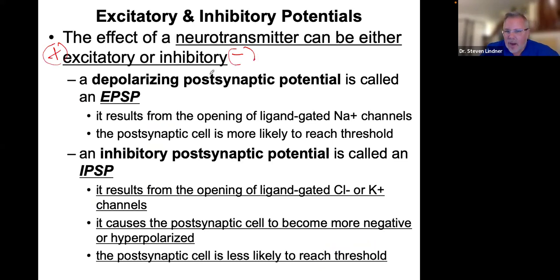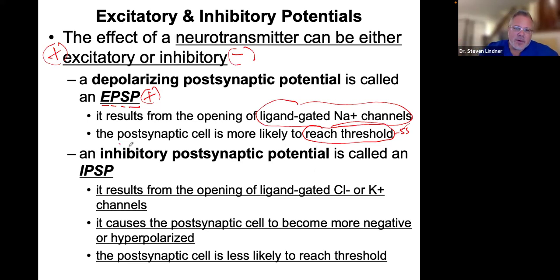A depolarizing postsynaptic potential is called an excitatory postsynaptic potential, or an EPSP. That's going to result from the opening of the sodium ligand channels, which means the postsynaptic cell is more likely to reach threshold, which is the minus 55, and then boom, it depolarizes.